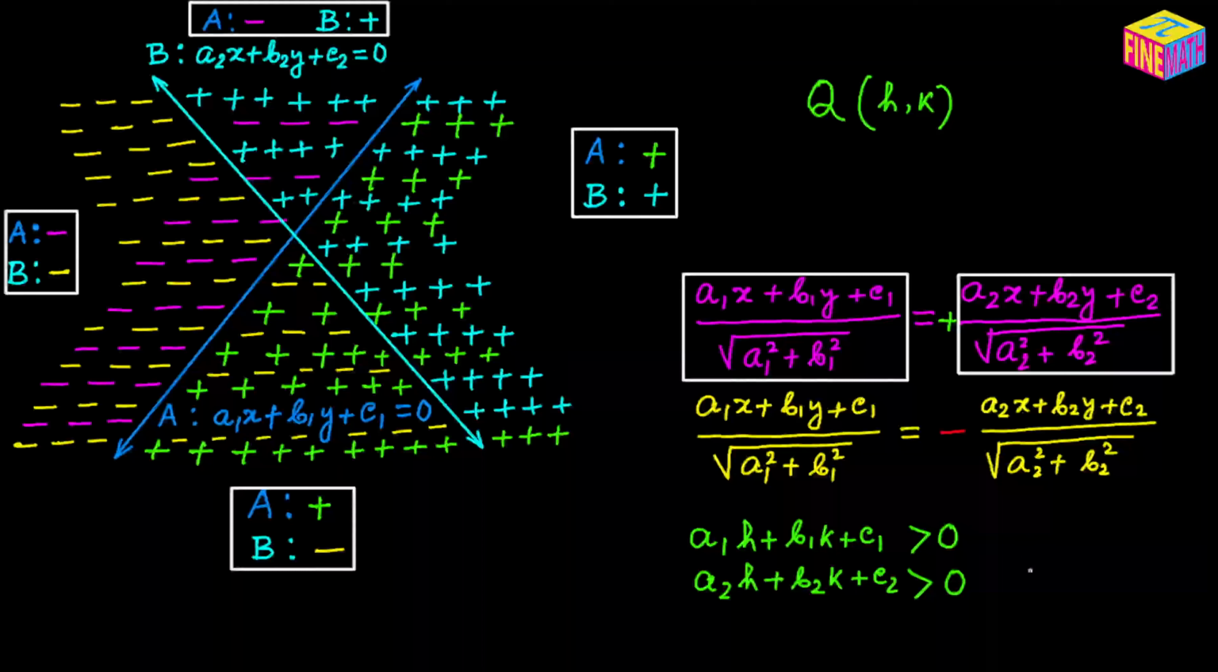So if both of them are positive, then guess what? The left hand side quantity and the right hand side quantity, they both will be positive. So we can go with a positive sign. So in that case, we are going to go with a positive sign.